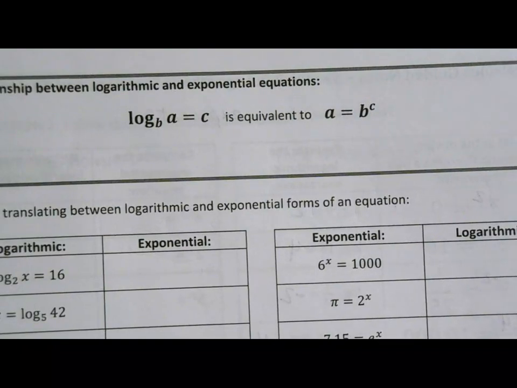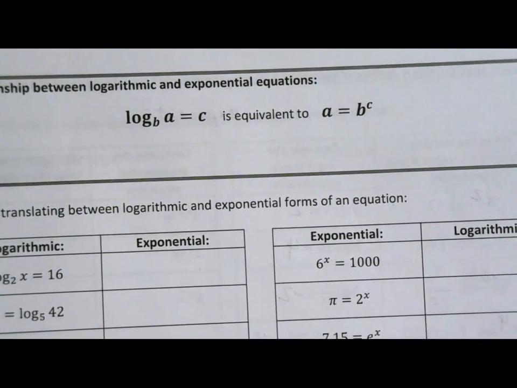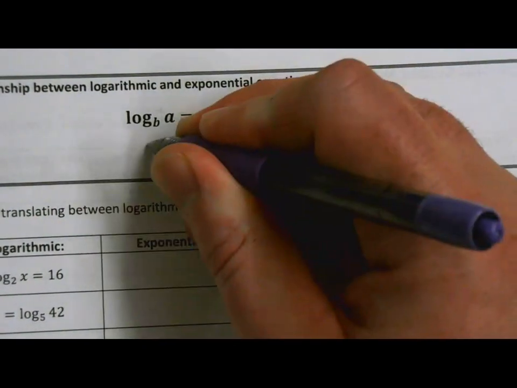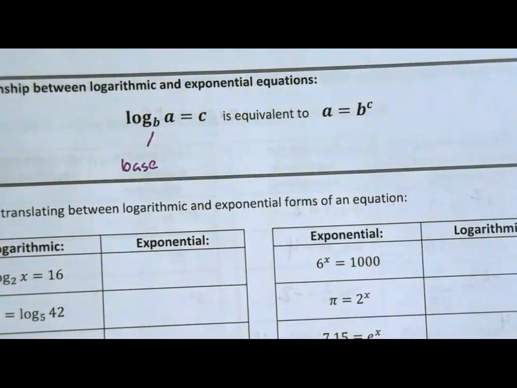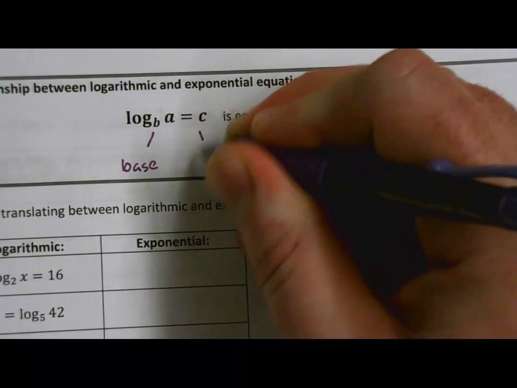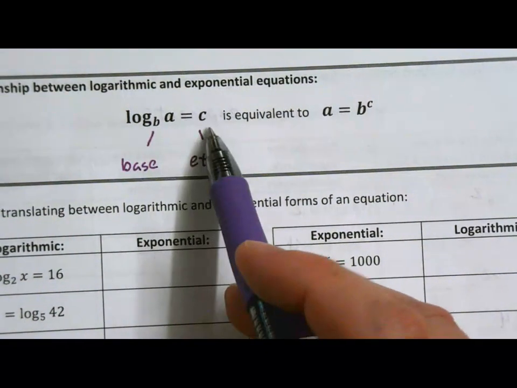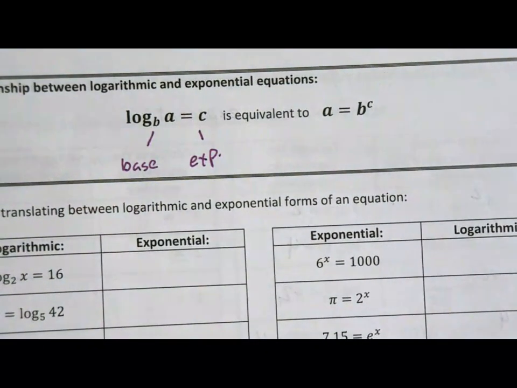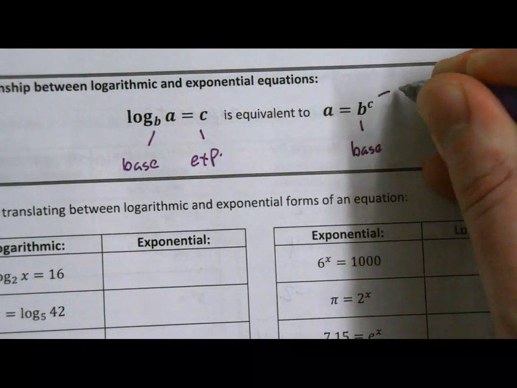When you look at this equation, can you identify what the base in this equation is? B is the base. So label that with the base. B is the base. And in that equation on the left, can you identify what is the exponent? C is the exponent. How do we know that C is the exponent? Because a log is an exponent, right? Now in this equation, notice that B is also the base and C is also the exponent.